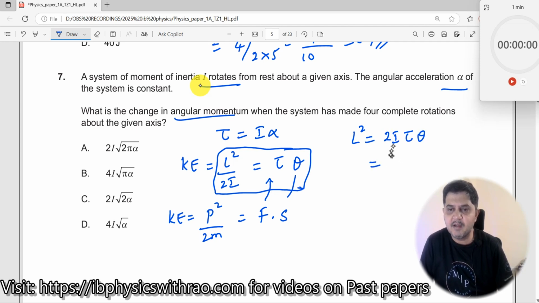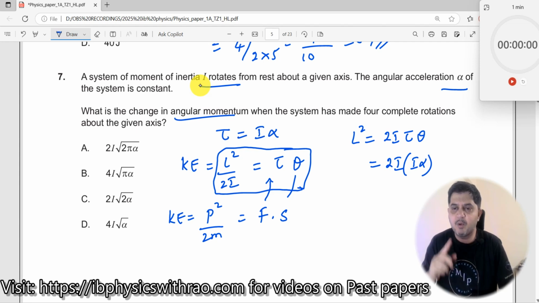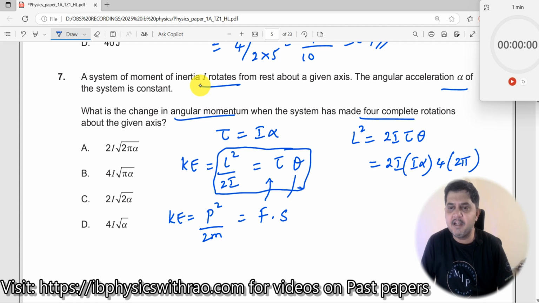Okay, and now what do I have here? I have 2I, and tau is equal to I into alpha. I'll substitute this, and theta, what's theta? The total angular displacement. How much was this? This was seen to be 4 complete rotations. For 1 complete rotation, it is 2 pi radians. So for 4 complete rotations, it will be 4 multiplied by 2 pi, right?